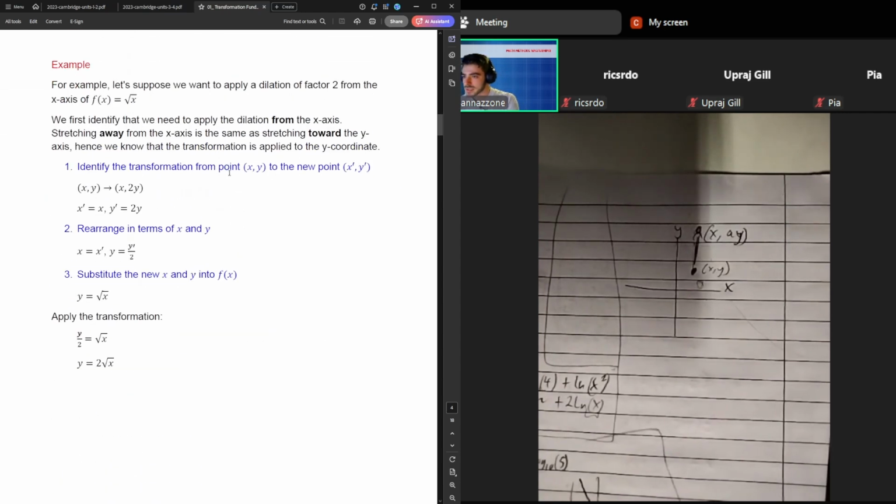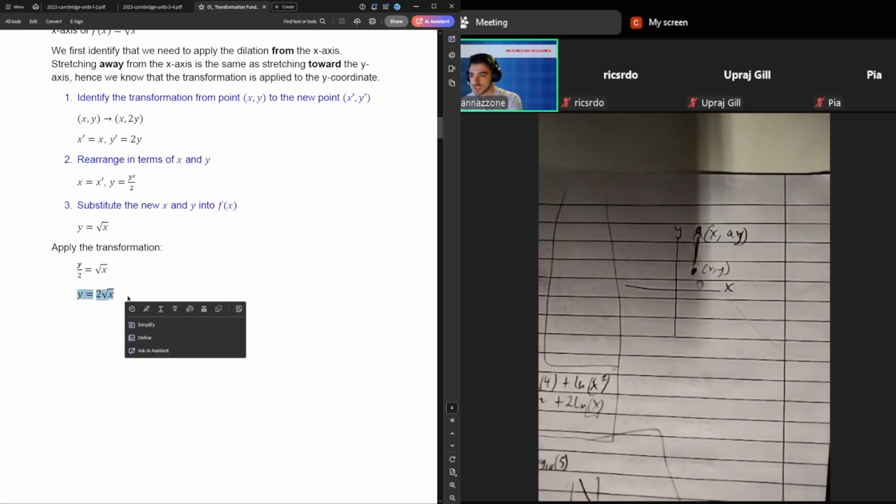If we have a look at an example, one thing you might want to do is apply a dilation of factor 2 from the x of this square root function. If it's a dilation factor of 2 from the x, that is a multiplication of 2 on that y variable. It's going away from the x. That's going to give you x dash and y dash. Rearrange those for x and y, and then sub those into the function. X doesn't change, y does, and then you rearrange to get y on its own.